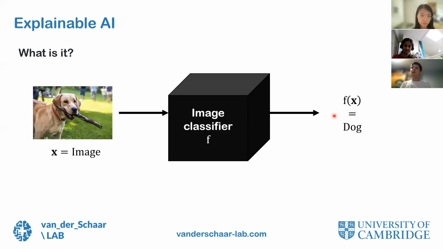So maybe the most popular example in machine learning is image classification. In this case, the input corresponds to the pixel representation of an image. This pixel representation is fed to an image classifier that will spit out a label that represents what's on the image. So in this case, the image represents a dog. So the image classifier hopefully will identify that there is a dog on the picture.